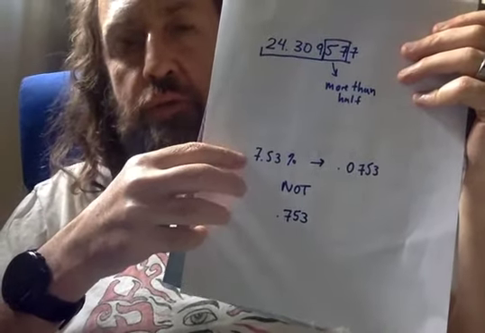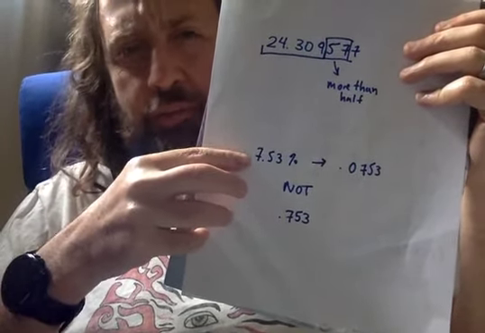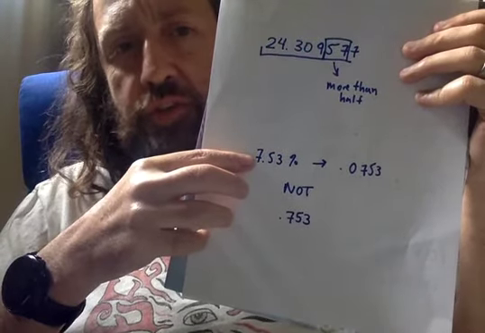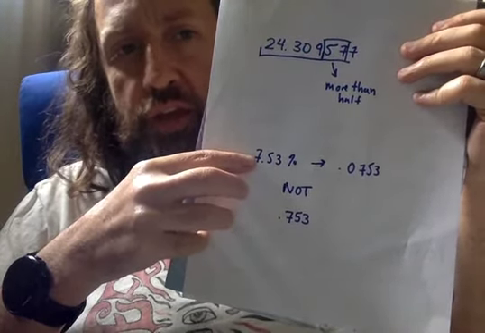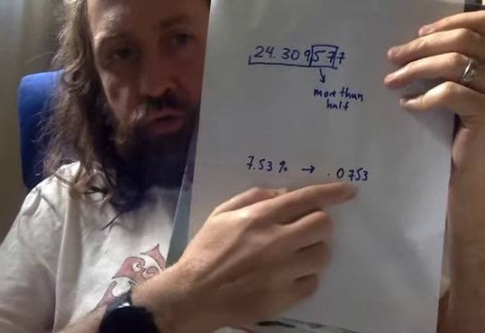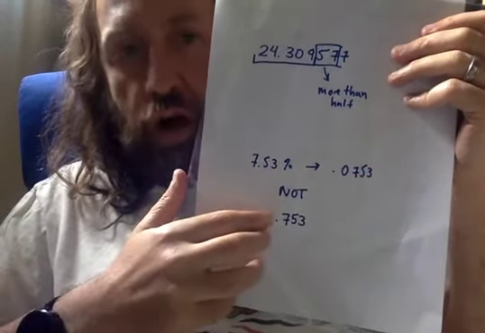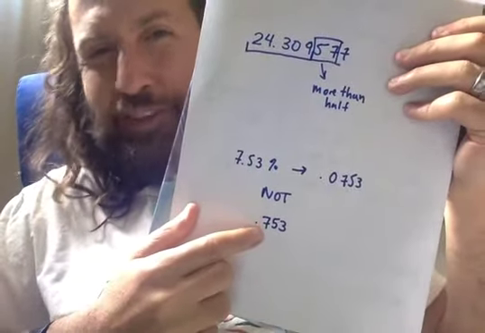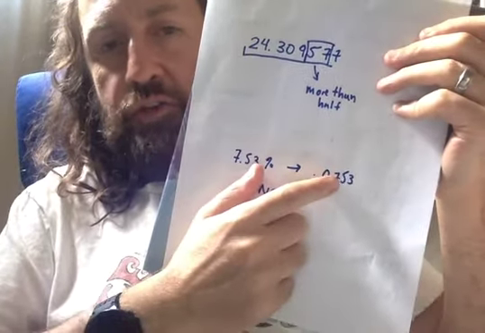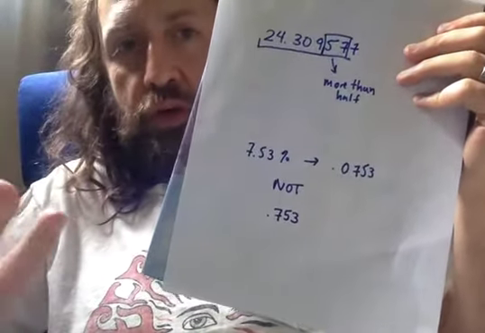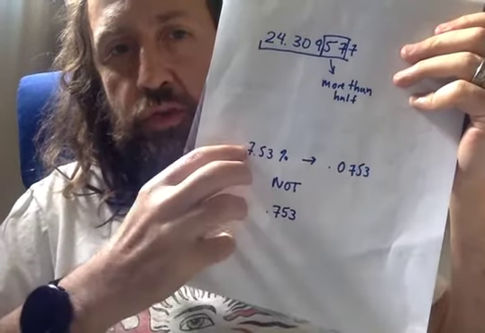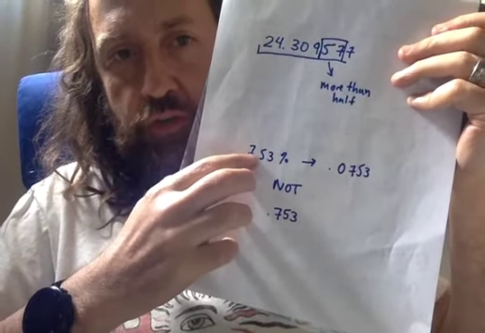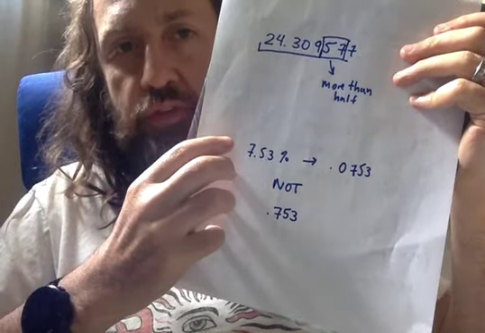The other thing that people might make a mistake on, not you guys, but some people, if you have 7.53%, that is 0.0753, not 0.753. That'd be 75.3%. But for some reason, sometimes people don't want to, they think that 0 looks weird, but just remember, you move it twice. 1, 2, 0.0753.